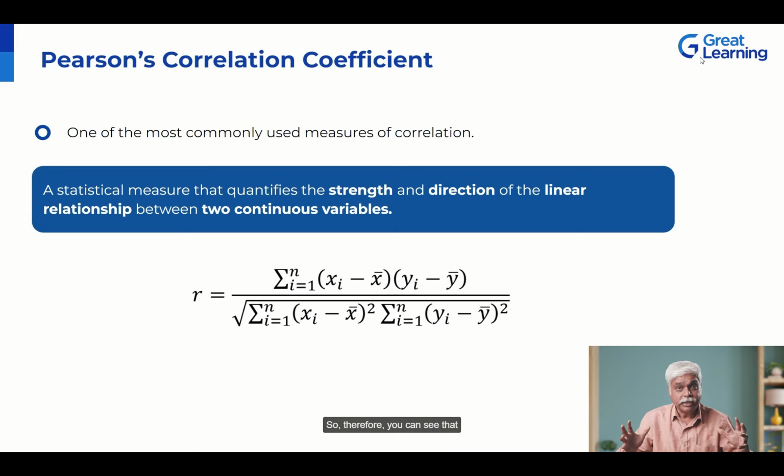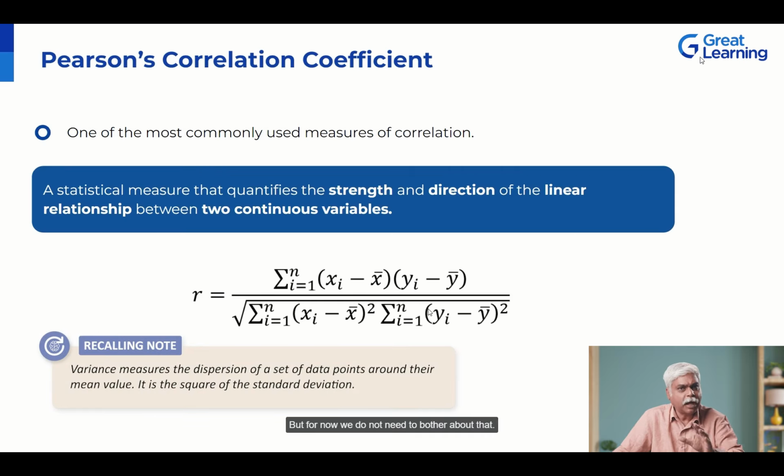So therefore, you can see that the pattern of the data dictates whether this will be a positive number or a negative number. The thing in the denominator is always positive, so it doesn't impact the sign of r. This denominator, for those of you who have seen such things, should remind you of variances, variance of x and variance of y. But for now, we don't need to bother about that. Just remember that it is positive. The sign of the correlation is determined by the numerator.